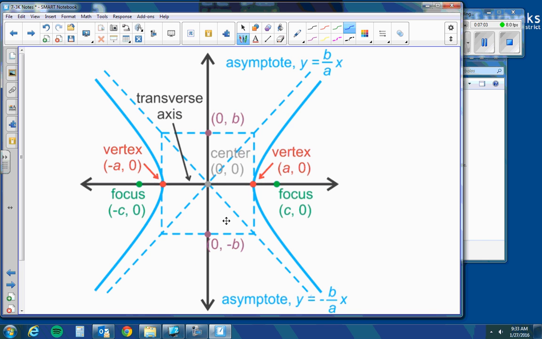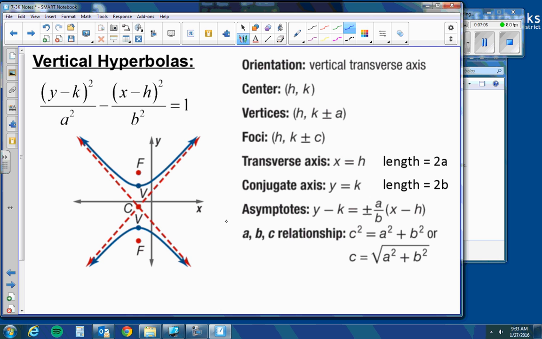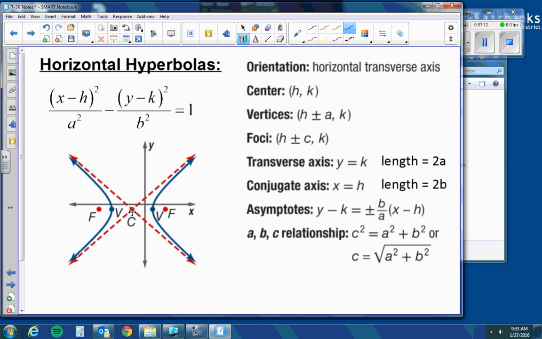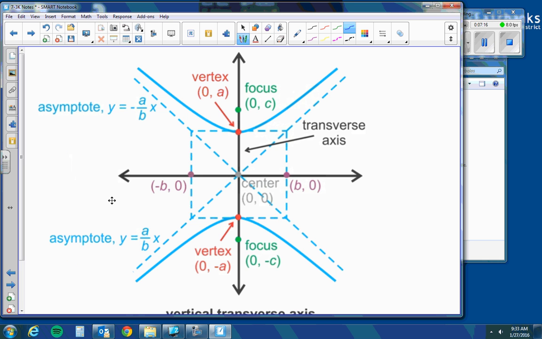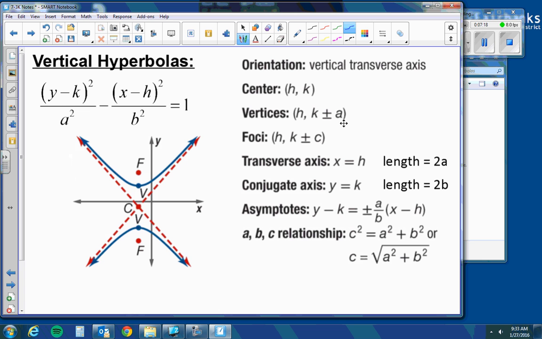All right? Now look at this. You have this in your paper. Once again, if it's a vertical hyperbola, the vertices and foci are above and below the center. If it's a horizontal hyperbola, they're left and right. And actually, let's just talk about this real quick. Like I already mentioned, A, B, and C mean the same thing as before. So to get the foci, for instance, you go C. But on a hyperbola, C will be bigger than A, right?